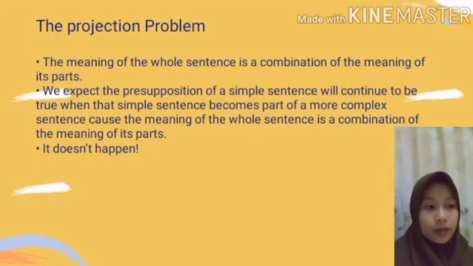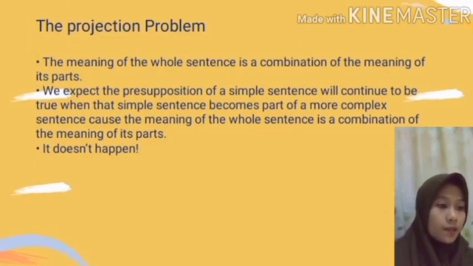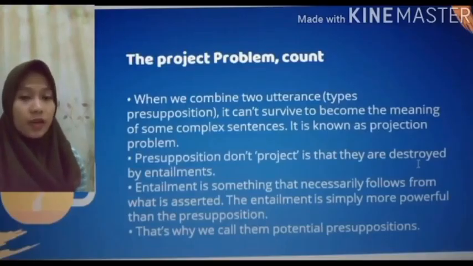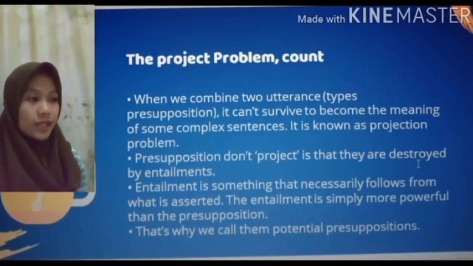The projection problem. The meaning of the whole sentence is a combination of the meaning of its parts. We expect the presupposition of a simple sentence will continue to be true when that simple sentence becomes part of a more complex sentence, because the meaning of the whole sentence is a combination of the meaning of its parts. It doesn't happen. When we combine two utterances, the presupposition may not survive to become the meaning of some complex sentences. It is known as the projection problem.